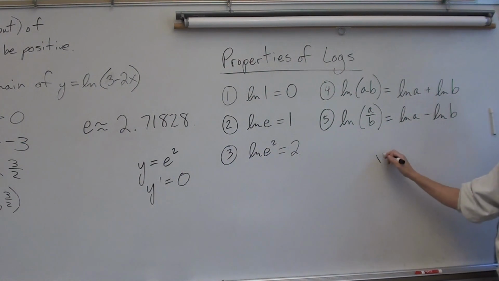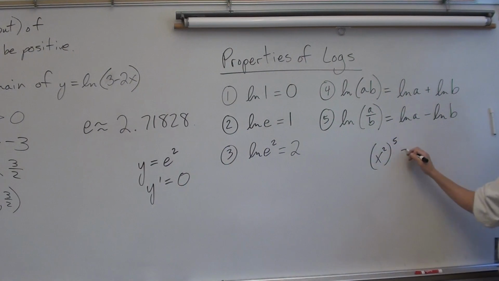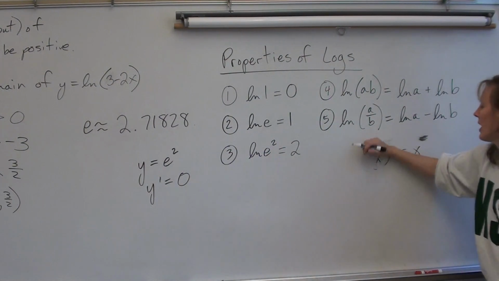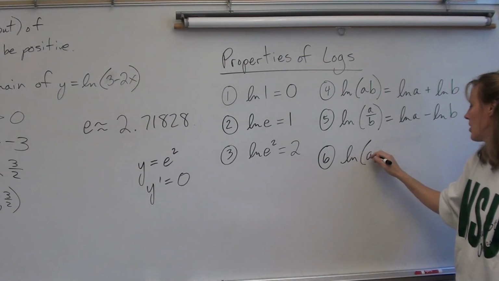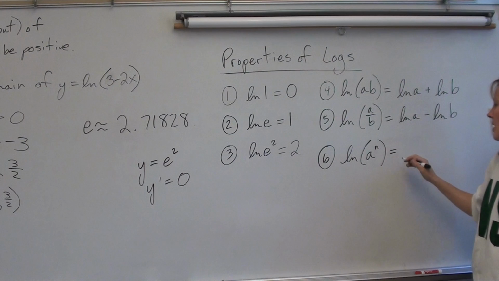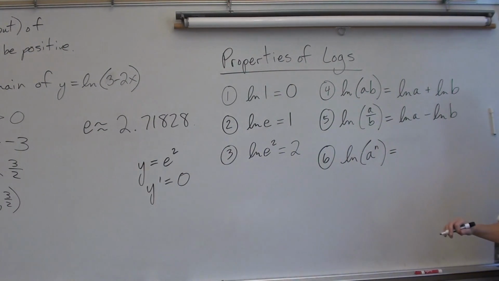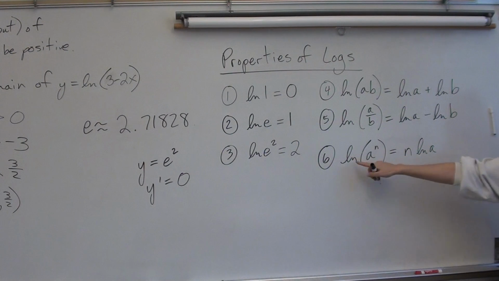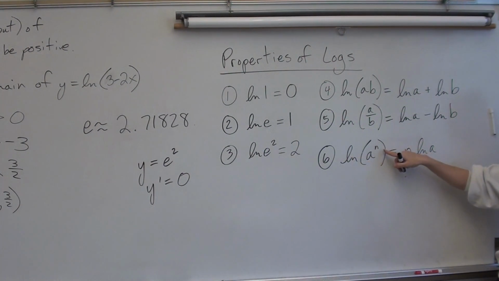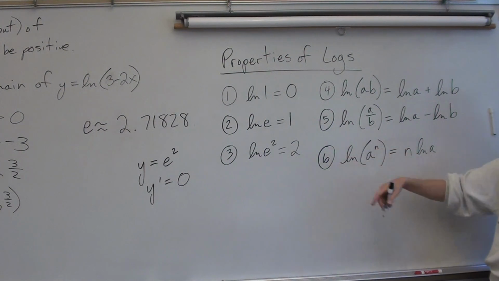When I raise something with an exponent to another exponent, what do I do with those exponents? Multiply. I multiply them, right? Well, when I have an argument, and that argument is raised to an exponent, anyone know what I can do with that exponent? You can bring it down. I can put it in front. And think of it as I have something to an exponent. I'm multiplying my exponents. This is an exponent, this is an exponent. But if you want to just think of it as you can take that power and put it out front, that's fine.